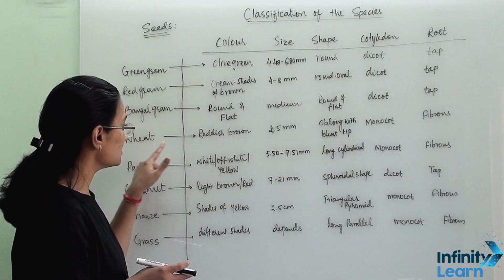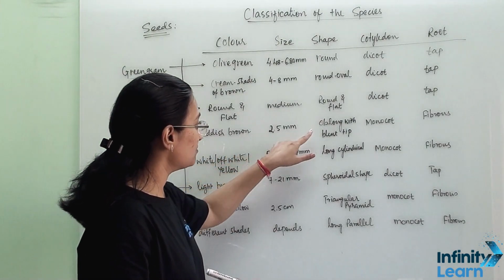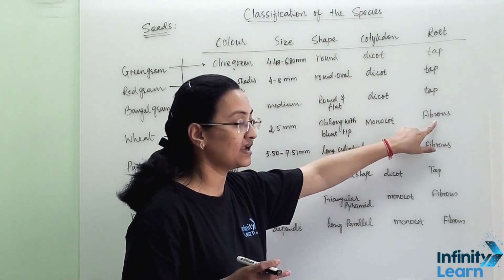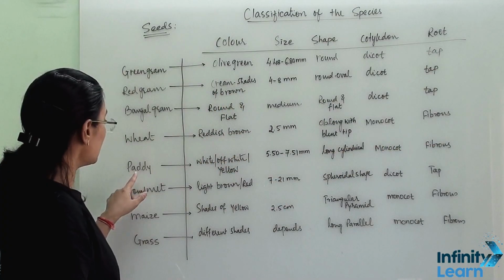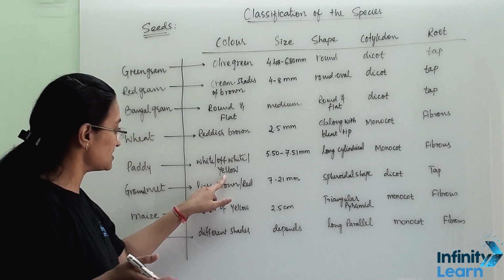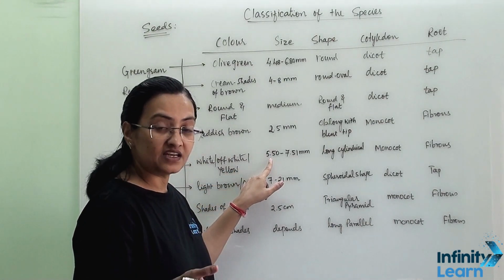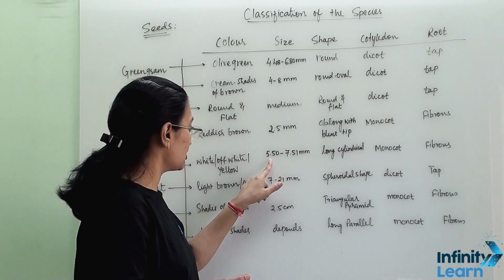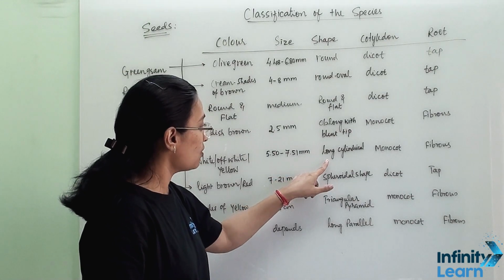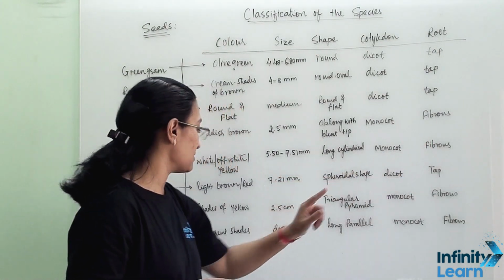Then comes wheat, reddish brown to light brown. Size is 2.5 mm, oblong shape with blunt tip. They are monocot and they have fibrous root. Then comes paddy: white, off-white and yellow color rice seeds we can see. Size again will vary, depending on varieties and geographical area, 5.50 to 7.51 mm. Long cylindrical shapes will be there, monocot and they have fibrous root.